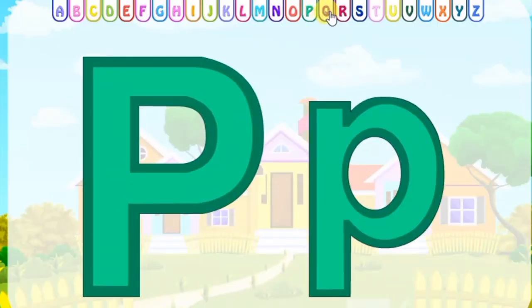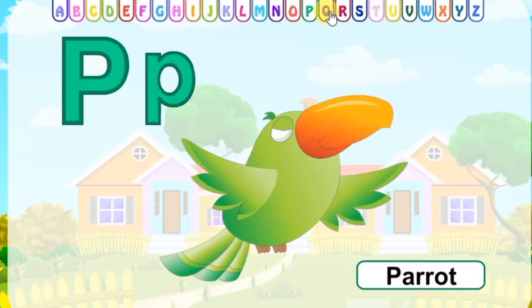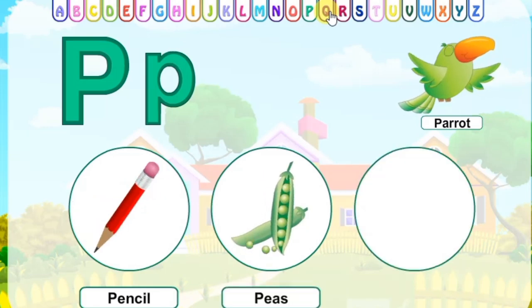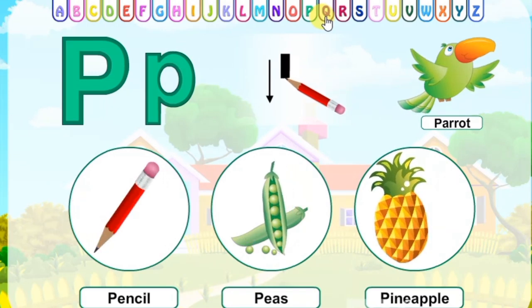P. Parrot, pencil, peas, pineapple. Join the dots to make P.